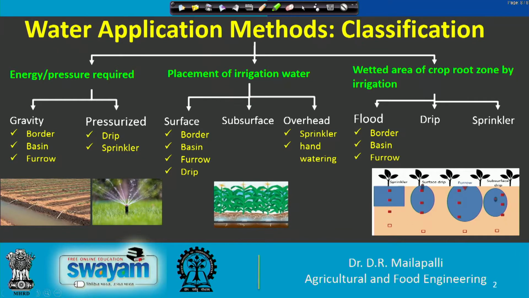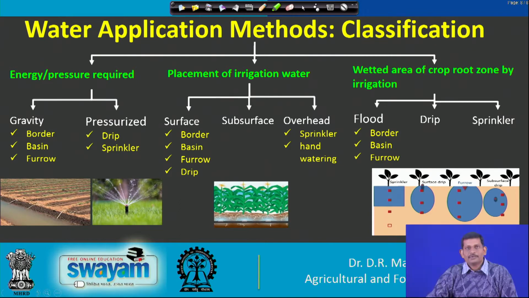If you see, this is the broad classification. One is based on the energy and pressure required. It could be classified as gravity, so it doesn't require any energy. With simple gravitational force, the water can be conveyed to the fields. For example, border irrigation, basin irrigation, and furrow irrigation are the surface irrigation methods.